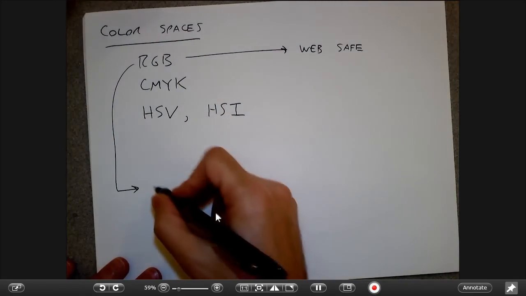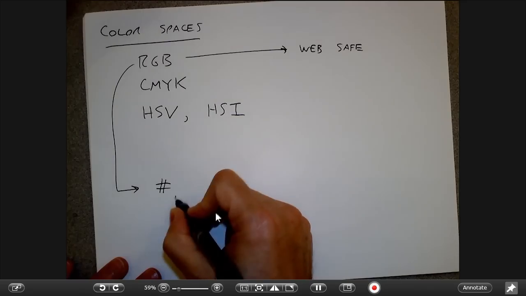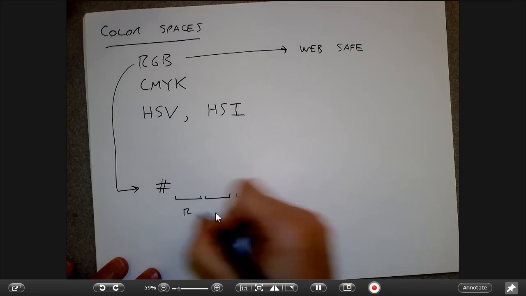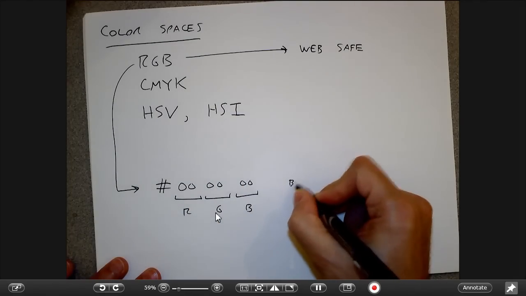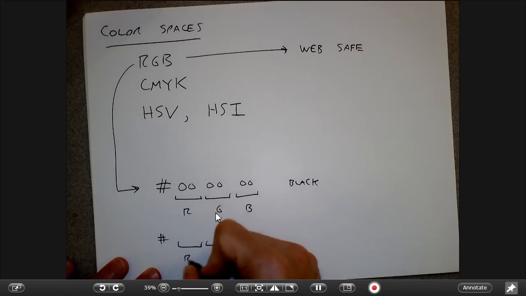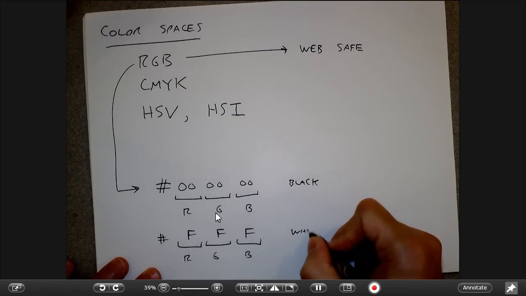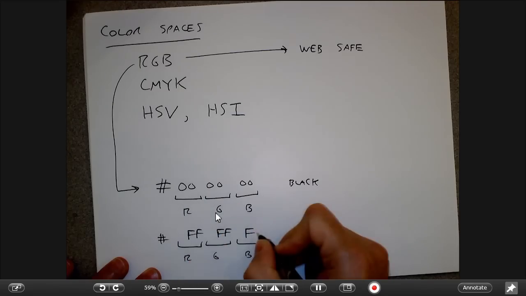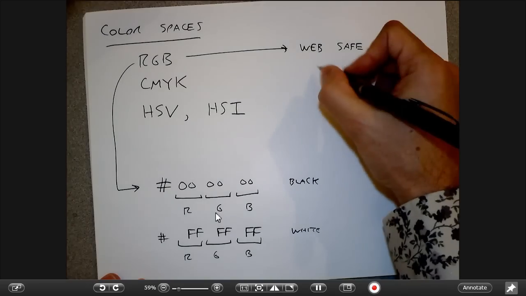If you're an HTML programmer, you know that RGB is usually represented as a hex triplet like this. So I have R, G, B. If I have nothing in each of these, this is black. And if I go all the way up to 255 in each of these, I get white. I guess these are FFs. Usually, if you're programming the background of your web page, you need to know what the hex code for the color is that you want.